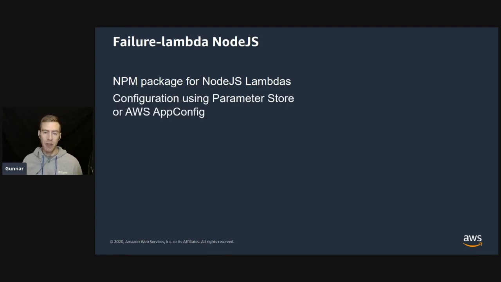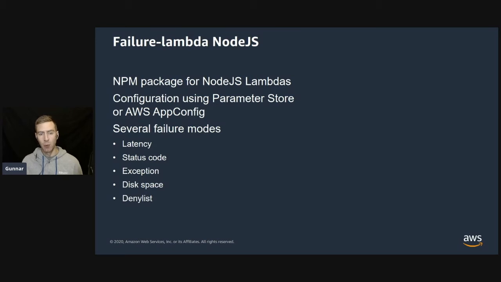And we configure this with the help of either Parameter Store or AWS AppConfig. We then have several different failure modes that we can use. We can, for instance, add latency. We can create different status codes, so instead of returning a 200 response, we can return a 502 or 404 or other types of errors. We can create exceptions within our Lambda functions. We can do these disk space experiments, or we can use a deny list as a way to intercept and then deny network calls to downstream services, be it AWS services like DynamoDB, or perhaps more commonly use it with our third-party APIs to see how our application behaves.